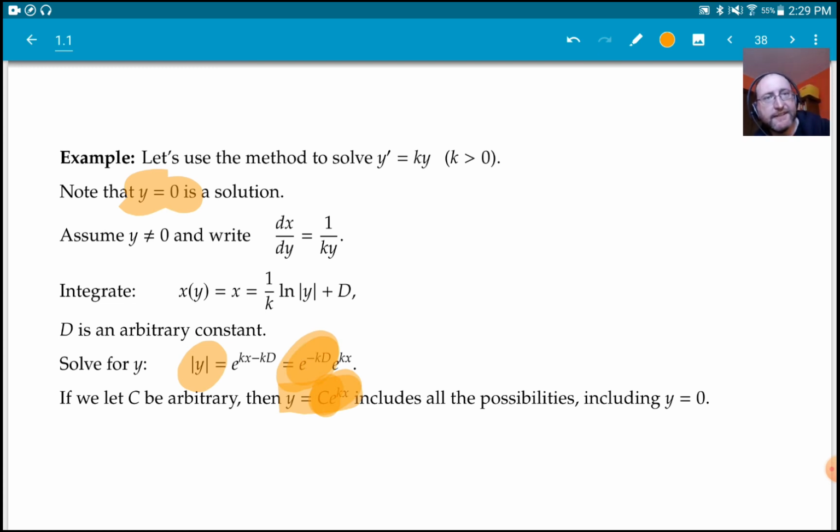So actually, this expression includes all the solutions. And we know that's what it does, because that's what we said when we were discussing it before. That's the general solution to this equation. But now we got it by integration.